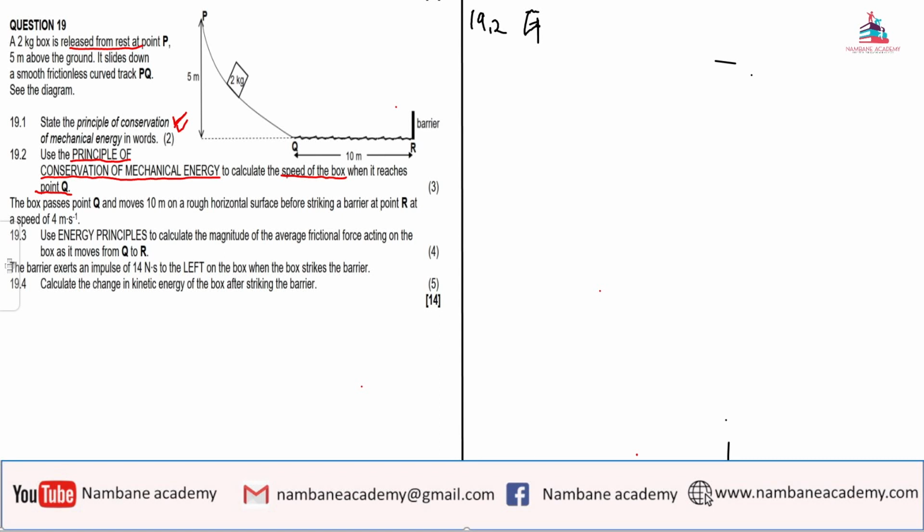So at 19.2, EK plus EP, this is now at the top, is equal to EK plus EP at the bottom, or one can easily say at Q. So depending on the references that you use, but in this instance, our top basically means at P and our bottom basically means at Q. So let's just substitute the values we have.